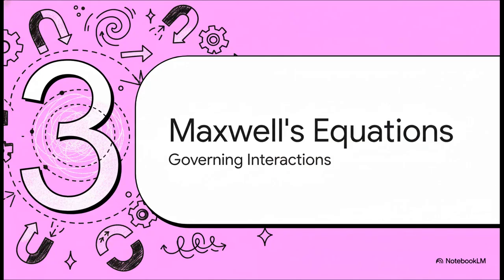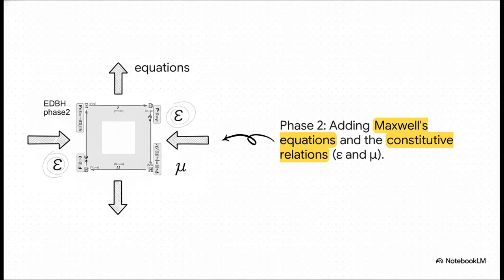Okay, we've got our players on the board and we know their properties. Now it's time to add the rules of the game. Maxwell's equations. So now we start drawing the connections. These horizontal arrows you see, those are the constitutive relations.